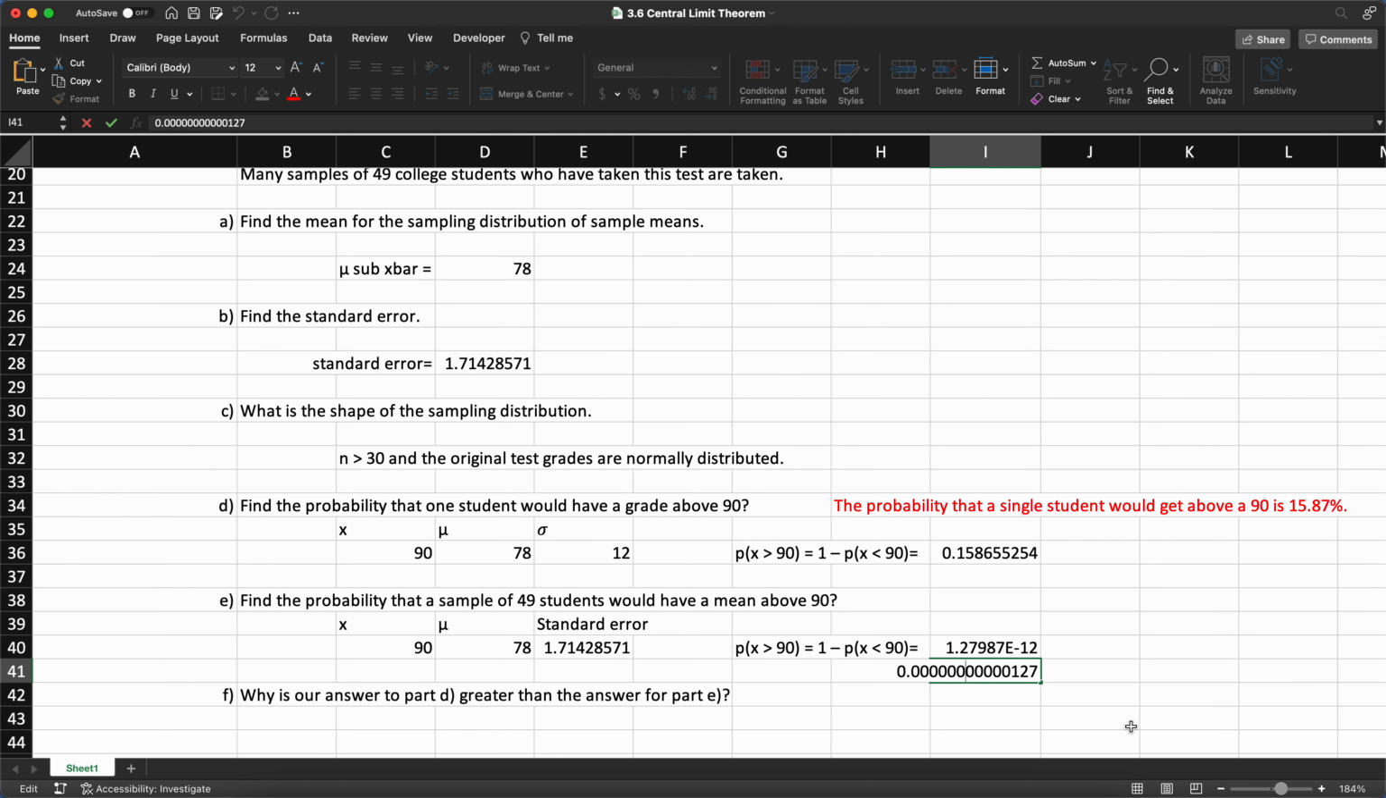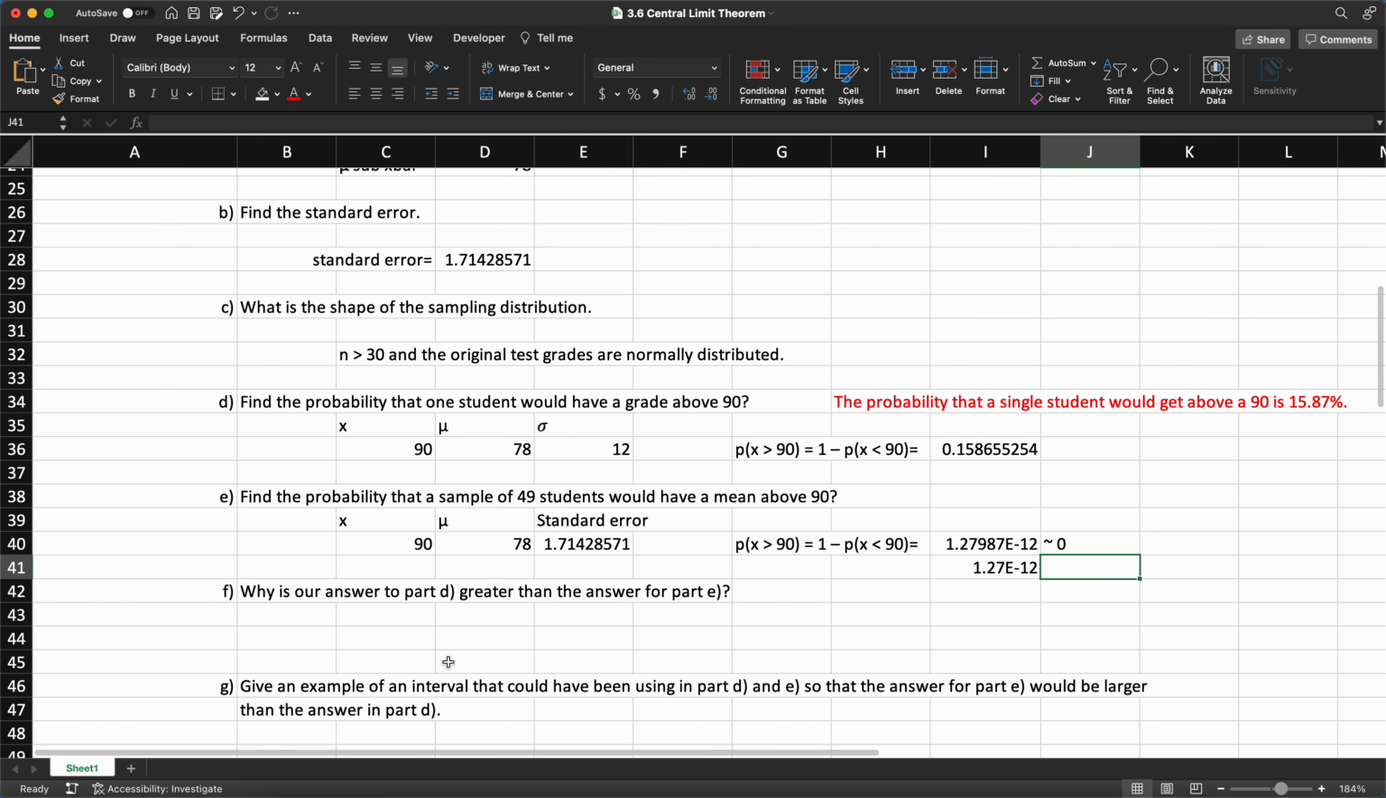That's a lot of zeros. This is essentially zero. This is approximately 0. And so what changed? Why is our answer for part D so much bigger than our answer for part E? And that's what we've been talking about.